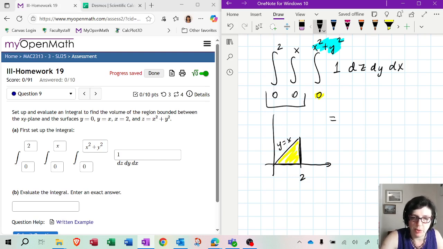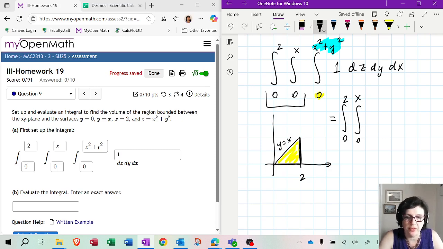Okay, let's evaluate the inside integral first. So that's going to be integrating 1 with respect to z. When you integrate a constant, you multiply it by the variable with respect to which you are integrating. So this is going to be 1 multiplied by z, which is just going to be z. Okay, and then we substitute z equals 0, z equals x squared plus y squared.